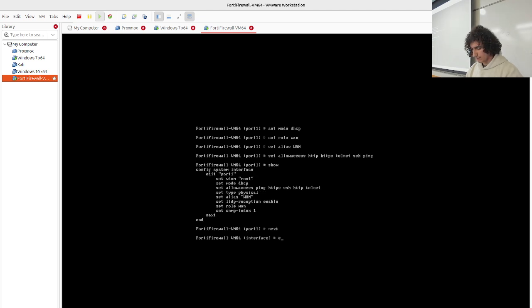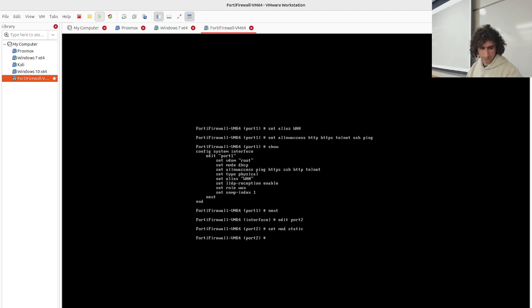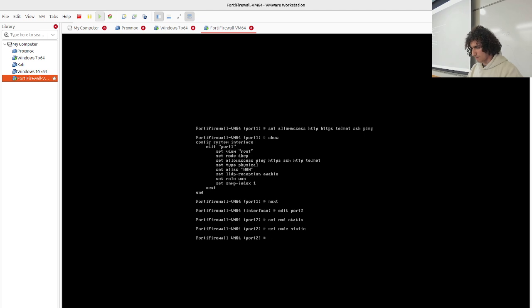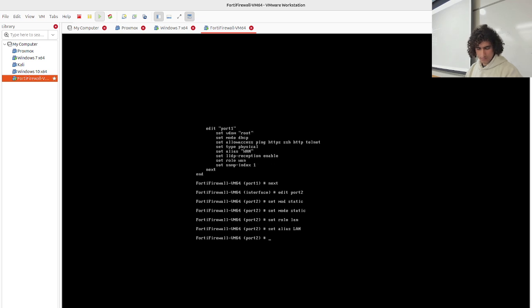Okay. Now let's edit our port 2. Let's set the mode to static because we want to configure it ourselves. We want to set our role as LAN. Set our alias, again, as LAN, or internal. This will be our internal network. And we want to set the IP to anything.